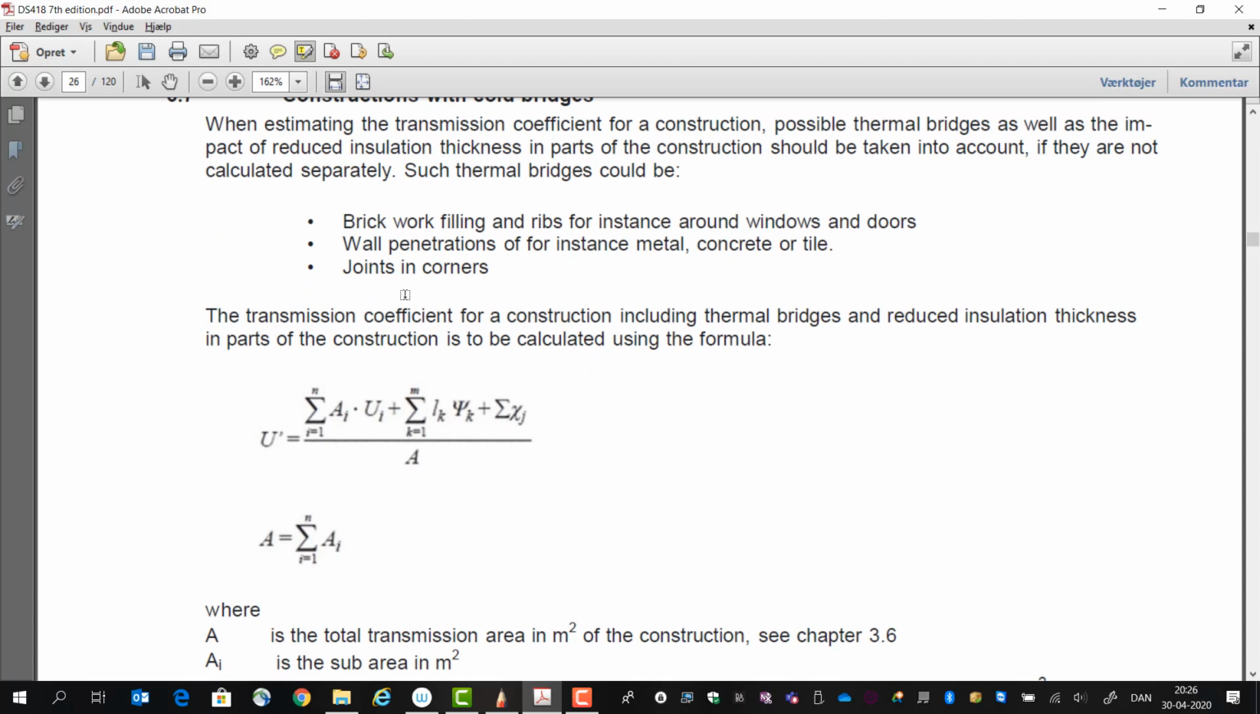And what you can see is that we have the area of a simple U-value times the simple U-value. So we need to find all the different U-values we have in a construction. And then we have the linear loss in between the two parts of constructions, so where we have a change of insulation layer, and the length of that, divided by the total area. Sometimes we also look at a point loss, but we won't look at that now.